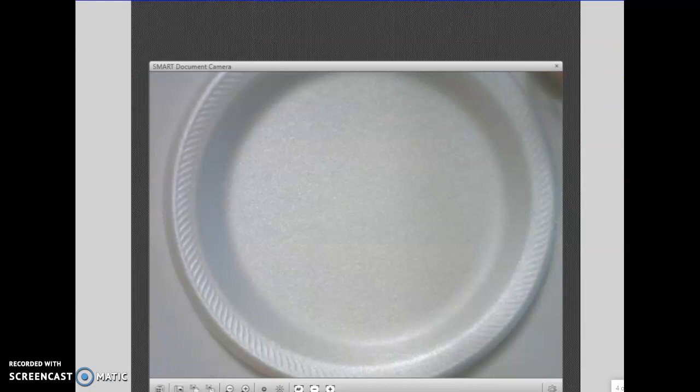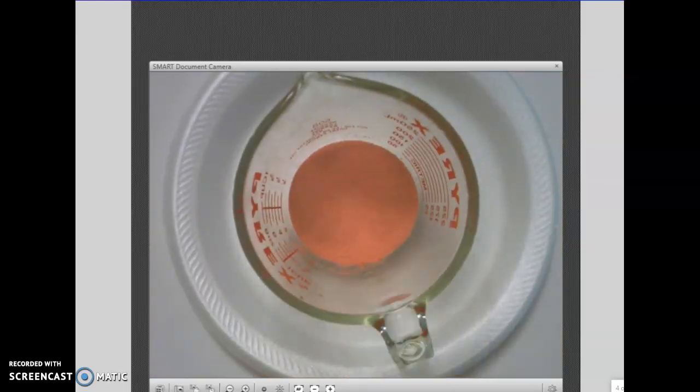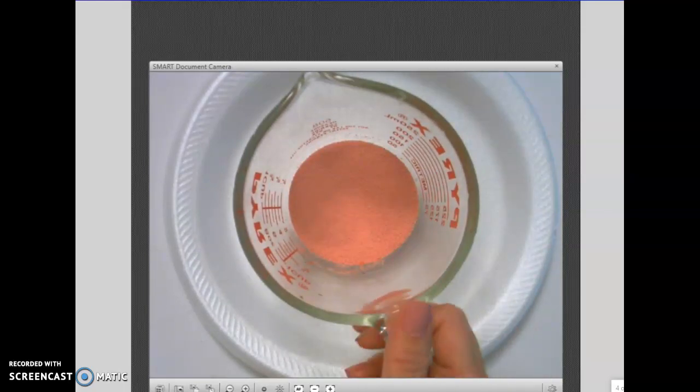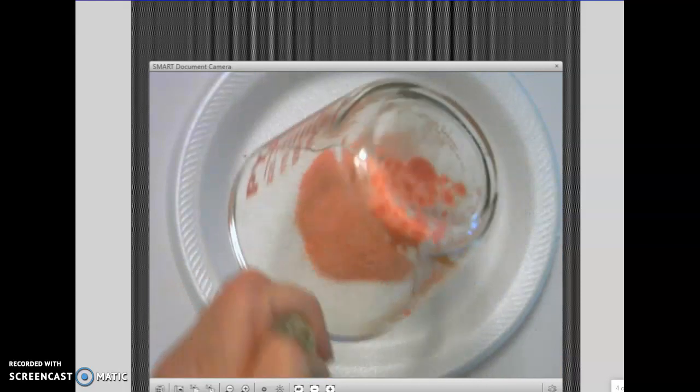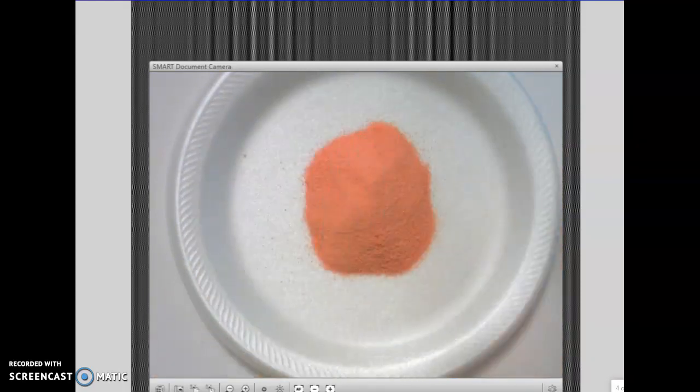So I have a paper plate here, and I just want you to think about how much is an ounce. An ounce, it's not much. And I was trying to think what I could show you that would be an ounce. So what I came up with was I took Jell-O, and I measured out 1 ounce. And this is 1 ounce of Jell-O. That's 1 ounce.